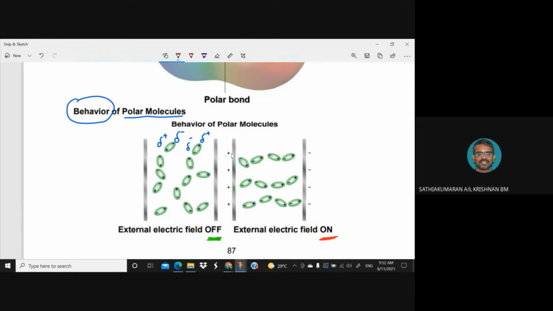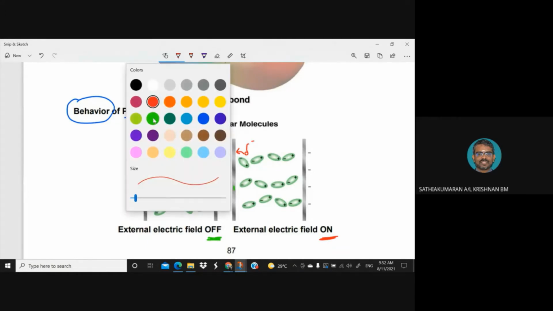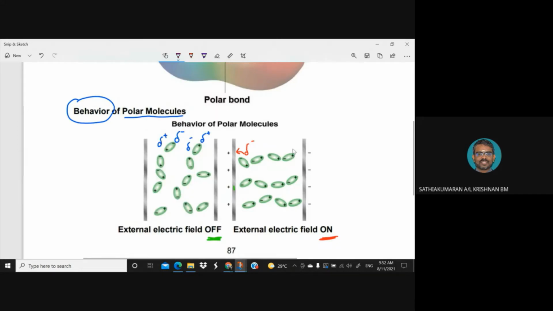Here we have a positive plate, so the negative pole, delta negative, will be attracted to the positive plate. What happens to the positive pole? The positive pole will be attracted to the negative plate. That means negative goes to positive, positive goes to negative in the electric field. So this is the behavior, the characteristic, of the polar molecule.